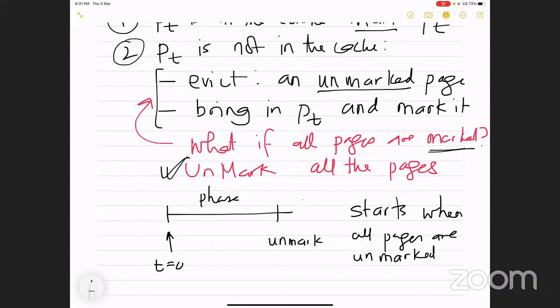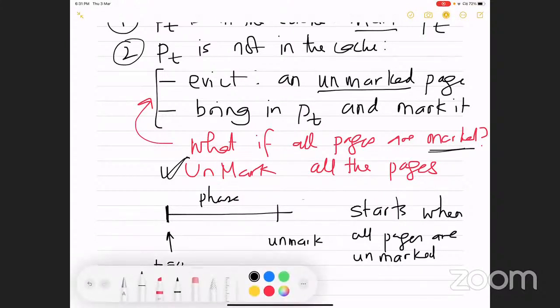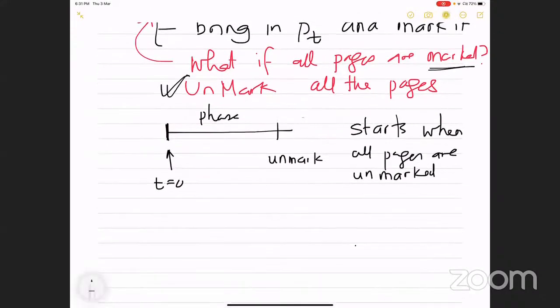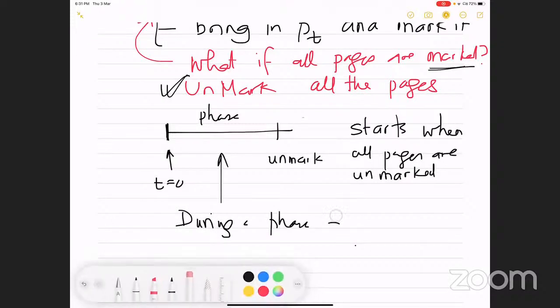Actually, this phase has nothing to do with the algorithm. When will a new phase start? During a phase, you will only access the pages which are... Okay, let me not do that right now and come back to that. Now, how many cache misses will happen in a phase? I claim that during a phase, at most, in fact exactly, the algorithm incurs exactly k cache misses.